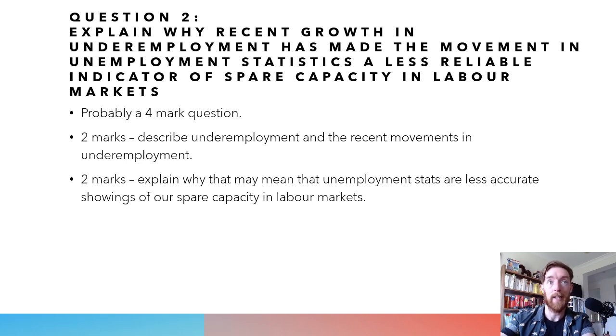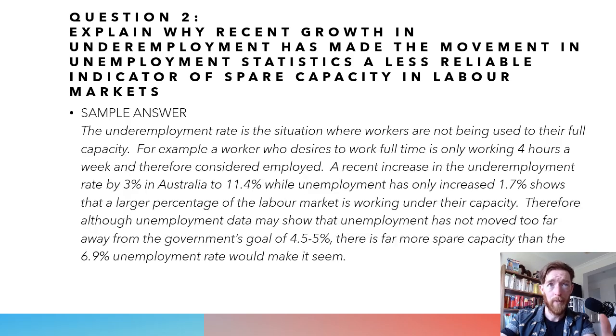So to get into our sample, the underemployment rate is a situation where workers are not being used to their full capacity. For example, a worker who desires to work full-time is only working 4 hours a week and therefore is considered employed. So that's our first mark. So there, a recent increase in underemployment rate by 3% in Australia to 11.4%, while unemployment has only increased to 1.7%, shows that a larger percentage of the labour market are working under their capacity. So that's the second mark for that.